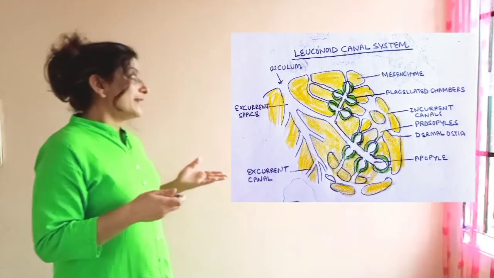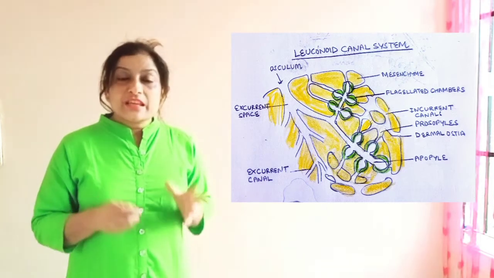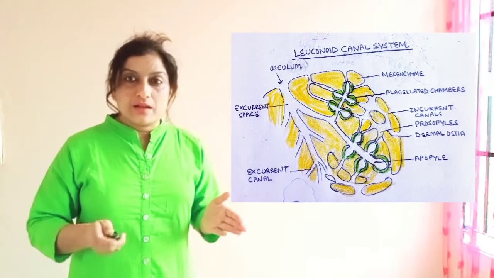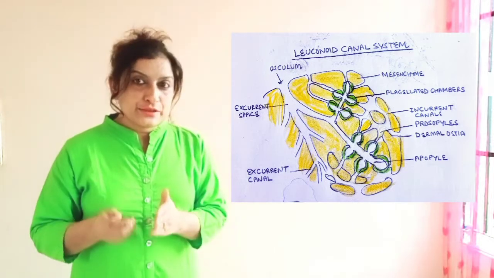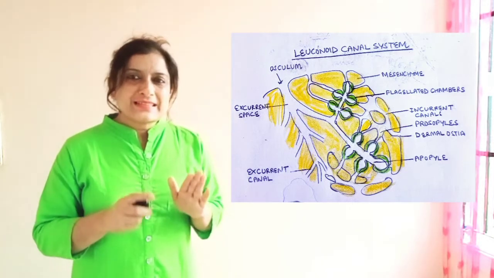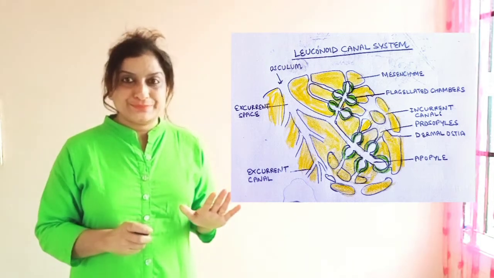Further growth of the body wall and the branching of the canals leads to the formation of the third type of canal system, which is the most complex type of canal system, and that is known as the leuconoid type of canal system. Here even the radial canals branch, and they are known as flagellated chambers. Spongiocele is either reduced or obliterated completely.